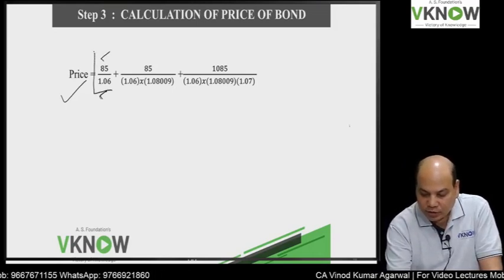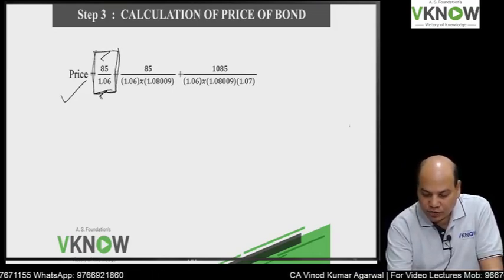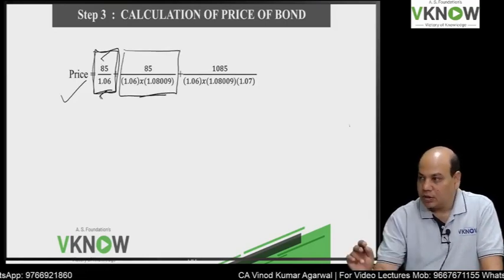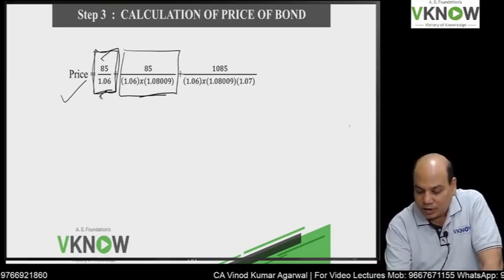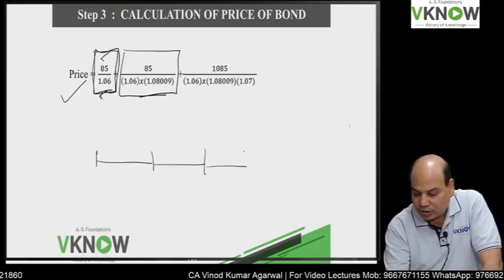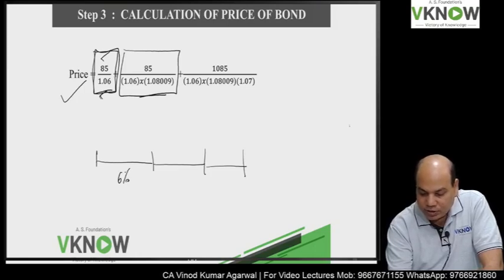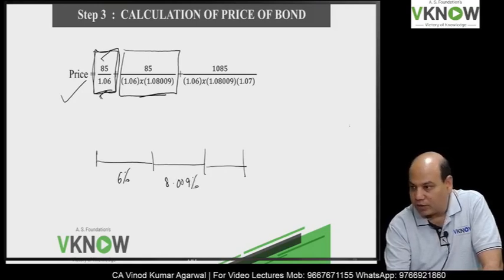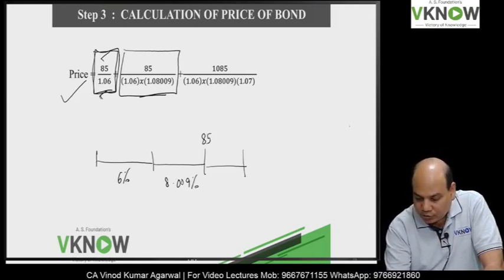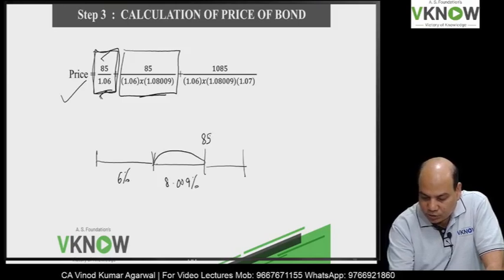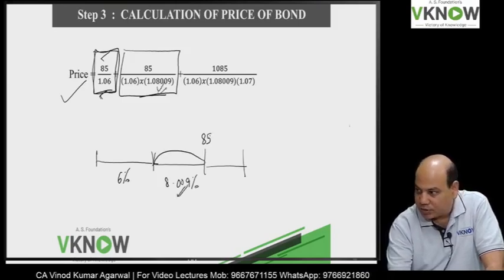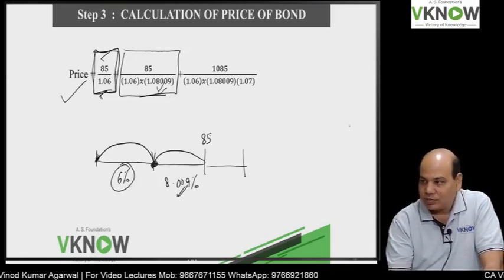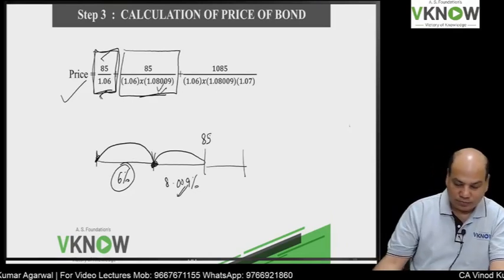So this is the present value of coupon of the first year. Now this is the present value of the coupon of the second year. Why we have taken like this? Understand, there are 3 years involved. 6% is the forward rate for this year. 8.009% is the forward rate for this year. So if you will get 85 rupees here, first you will discount by 8.009%. This amount you will discount by 6%. So you are discounting 1 year at a time.